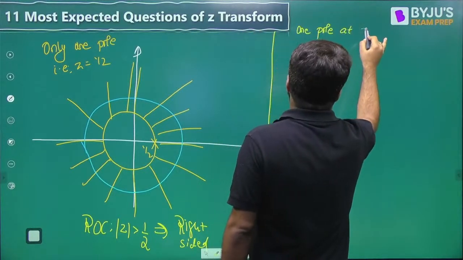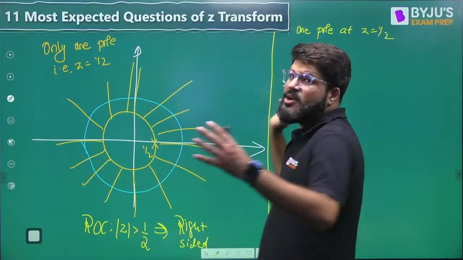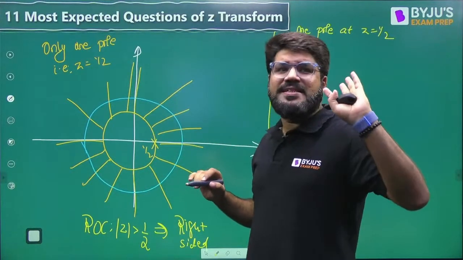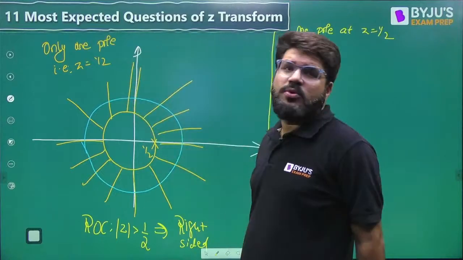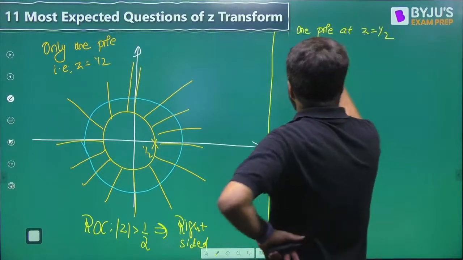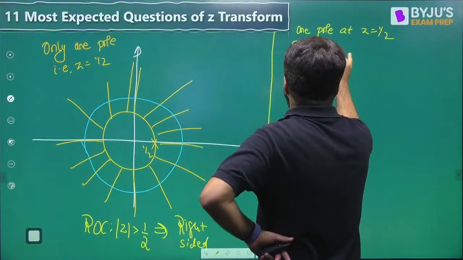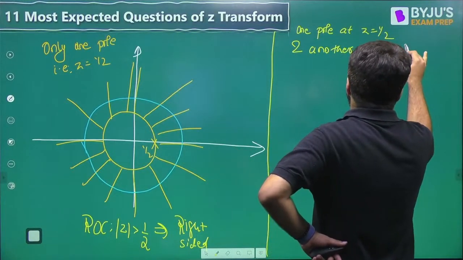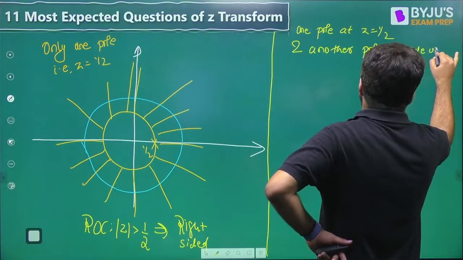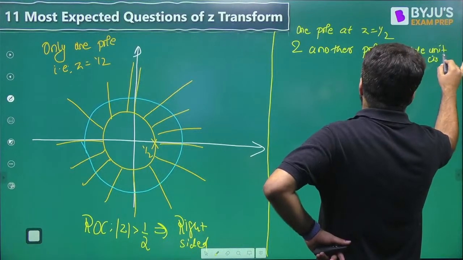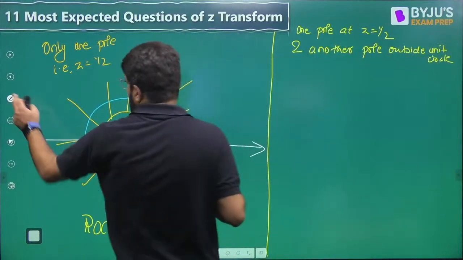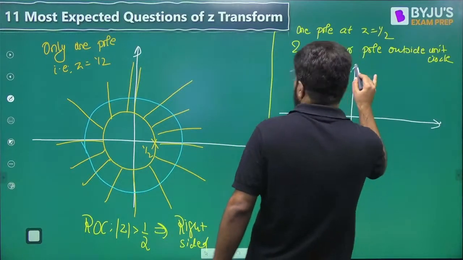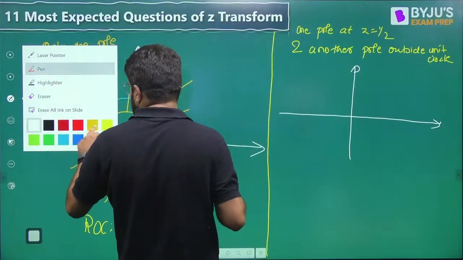One pole at z equal to half. I did not say that there is only a single pole, but there is one pole at z equal to half. In the first case, I assume that there is only one pole. In the second case, I am assuming there may be another pole which is outside the unit circle. The figures I'm drawing are rough hand drawings, so don't worry much about the drawing part here.